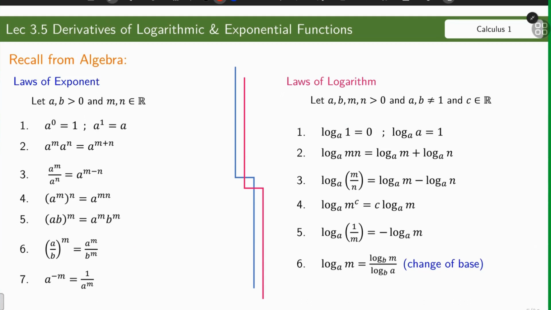Number 2, the logarithm of a product. This is analogous to the number 2 of the laws of exponents. As you can see, we have the logarithm of M times N to the base A. We can split it into logarithm of M to the base A plus logarithm of N to the base A. So, that's it.